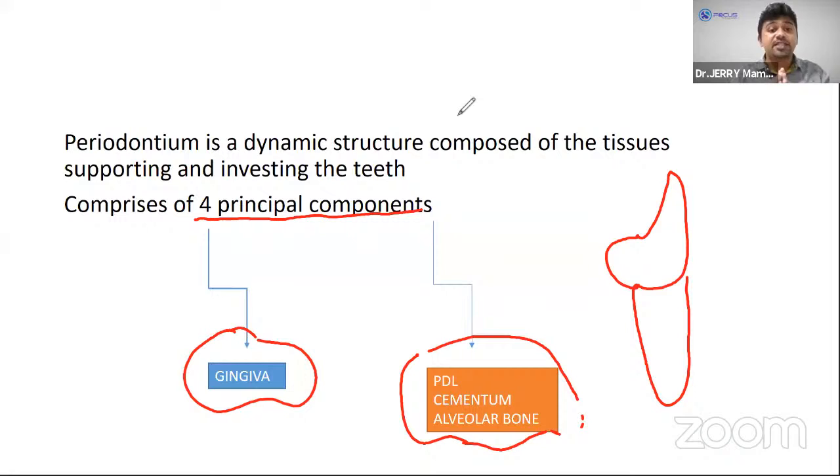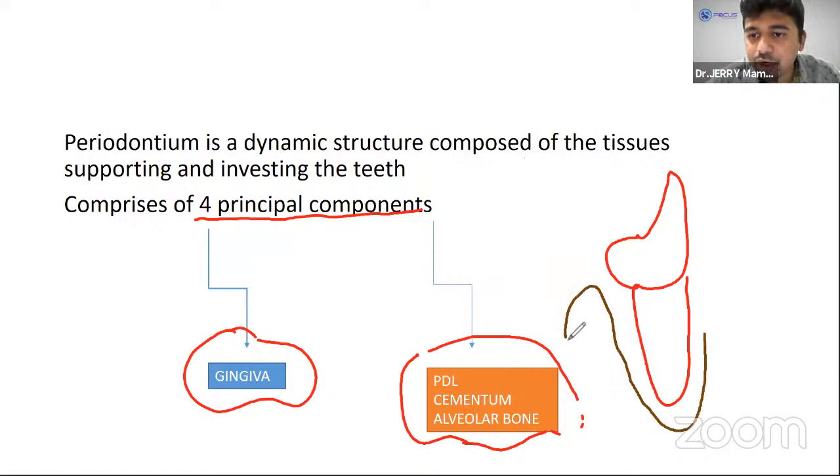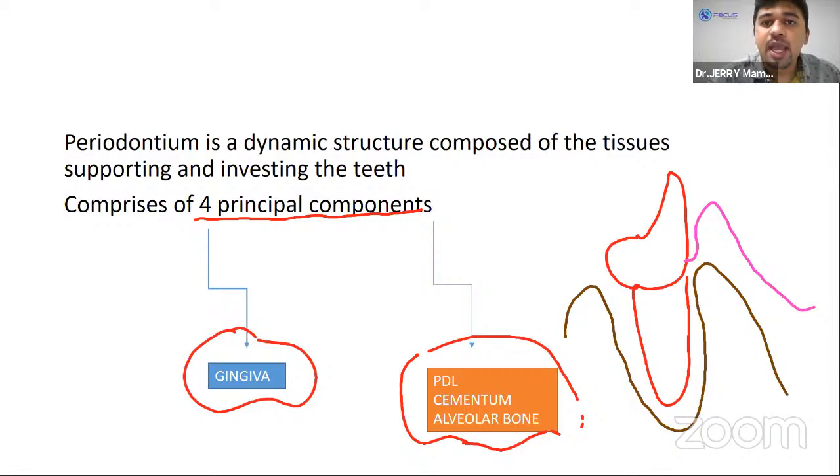Somebody is asking, what does investing mean? Investing is nothing but containing the tooth, or it helps in housing the tooth. I'll show you what I mean by that. So this is the tooth, this is your alveolar bone. Then you have your gingiva here, and then comes your structures. On the outermost part of your root, you have the outermost covering of the root.